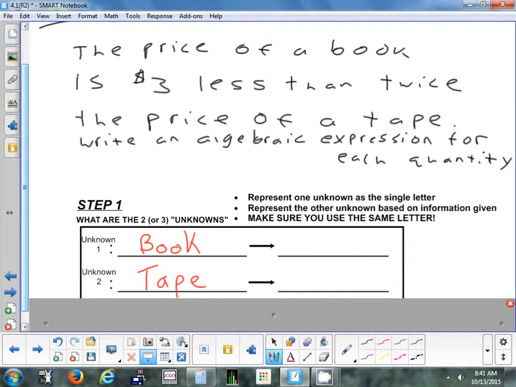We can use T for that. That'll work, all right? We can use T. Put a little bit of a tail on it so we don't get mistaken for a plus sign, all right? So there's my T for tape. Now, this second problem that I set up, or the second thing I have to represent, the book. I know it's going to have multiplication in it. I know for sure it's going to have multiplication, right?